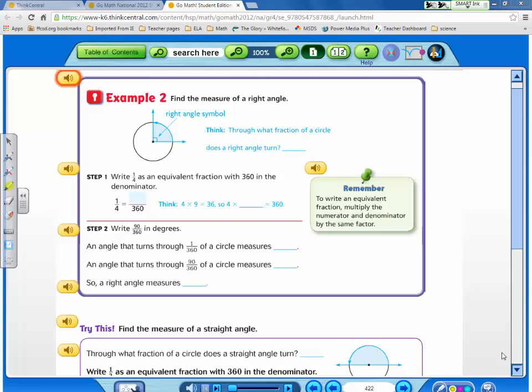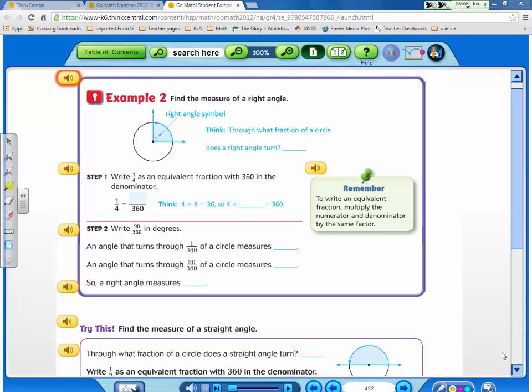Welcome to Go Math Lesson 11.2. Today we are finding the measure of a right angle in degrees. In our lesson 11.1, we looked at that shading and we said that 1/4 of the circle is shaded in. We also discussed clockwise and counterclockwise. That's not really playing into what we're doing right now.